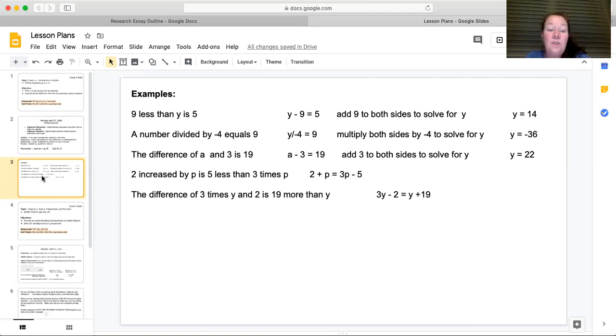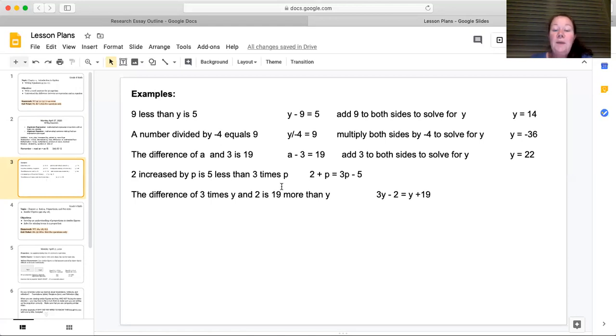a equals 22. Now, sometimes you're going to have an expression that tells you that one thing is equal to another. One side is the other side. So 2 increased by p is 5 less than 3 times p. Sounds like a lot of words and a lot of variables, but if you take it step by step and go very carefully, you'll be able to work it out.